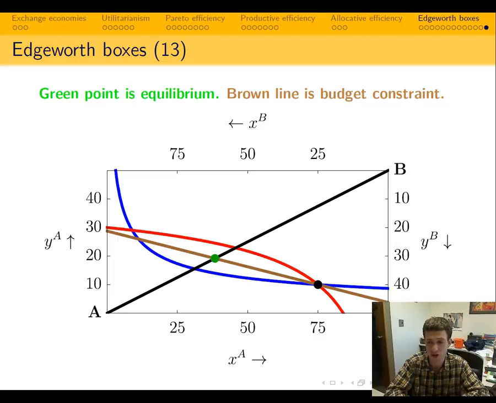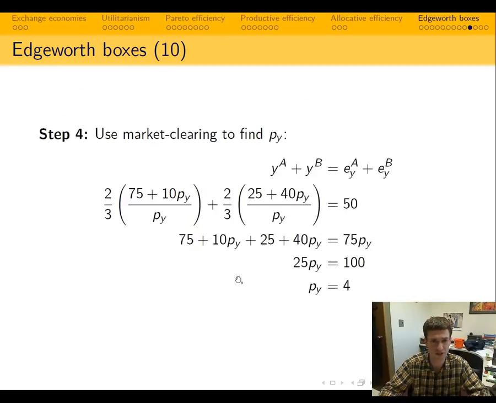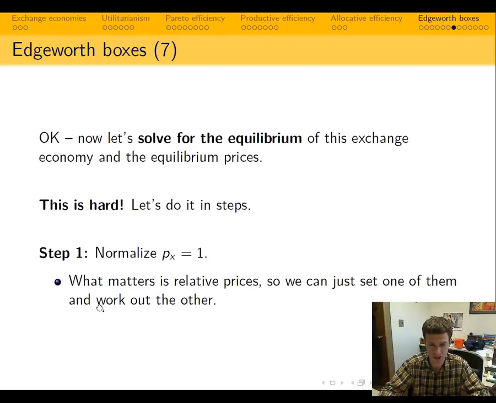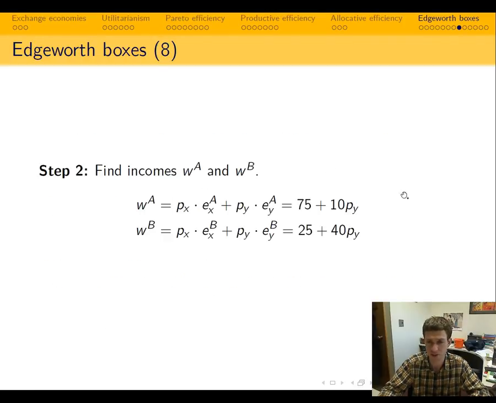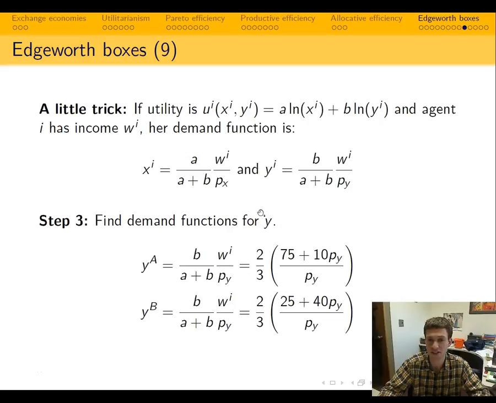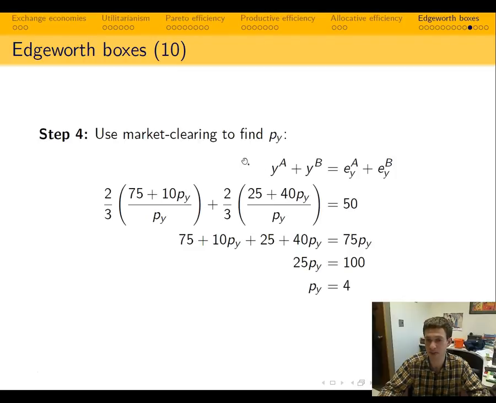So basically what we've done here is we were able to solve for the price and quantity simultaneously in this market. First we just normalized the price of X, we set it equal to 1. Then we worked out what their incomes were. Let's go through this step by step. We worked out what their incomes were as a function of PY, because we haven't solved for the price of Y yet. Then we worked out the demand functions for Y, again as a function of PY. Once we know those demand functions, we know those have to equal supply for the market to clear, and so we use that condition to work out the price of Y, PY.